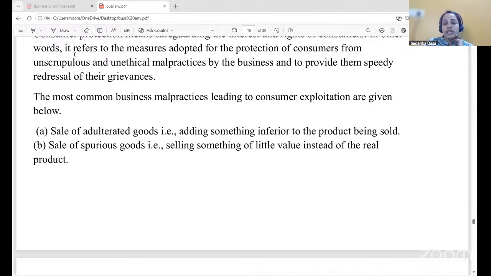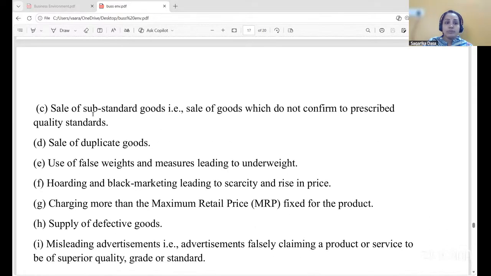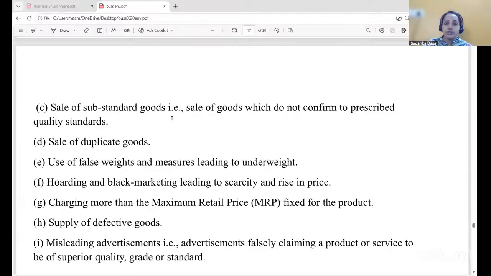Now, when there is a need for consumer protection, when the business does some malpractices, the malpractices include sale of adulterated goods. Adulterated goods means adding something inferior to the product being sold. Sale of spurious goods, that is selling something of little value instead of the real product. Sale of substandard goods, that is the sale of goods which do not conform to prescribed quality standards, that is less standard goods. Sale of duplicate goods.